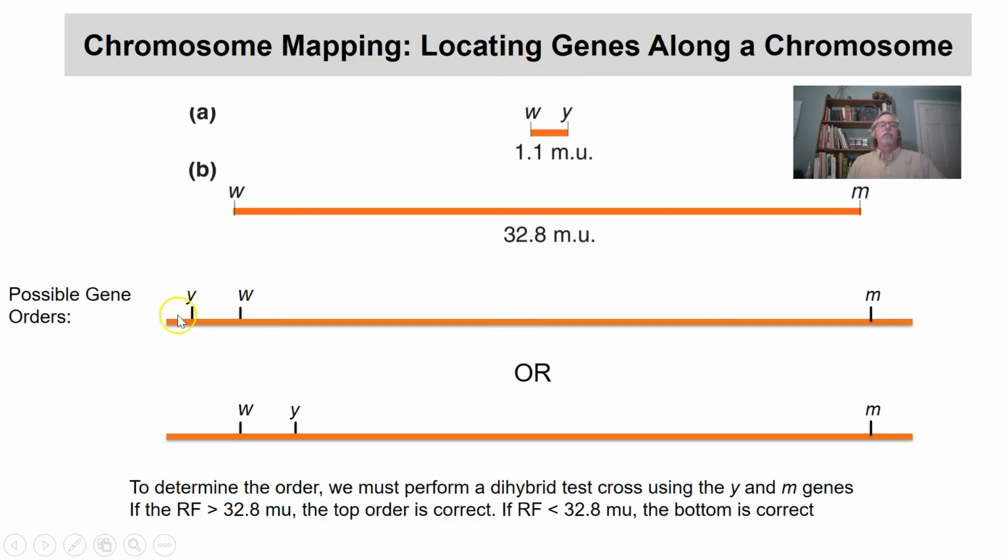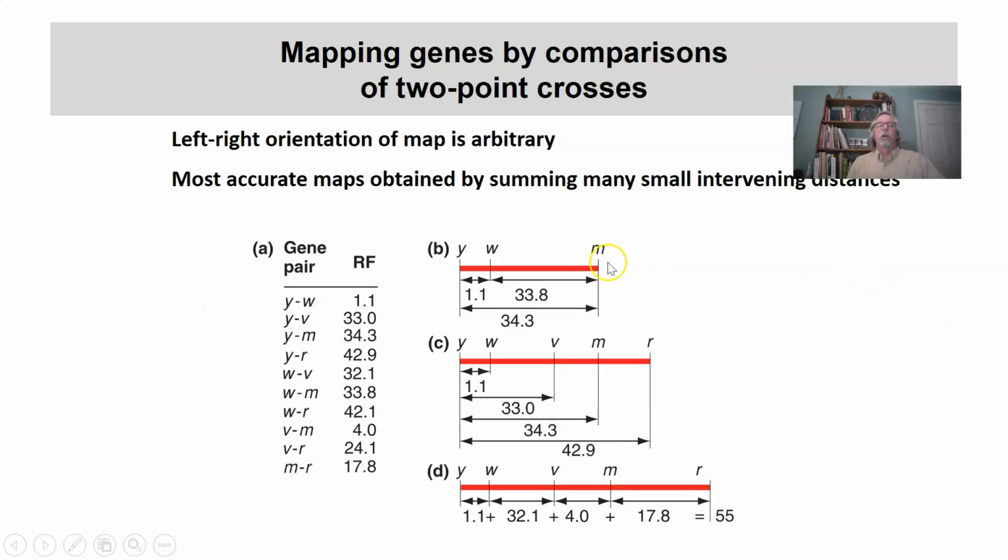If we did this dihybrid test cross between the yellow and the miniature gene, we would come up with this order. Here are the recombinant frequency values: yellow to white, 1.1, white to miniature, 33.8. If we do yellow to miniature, we get a value greater than 33.8. That means that this is the order along the chromosome.